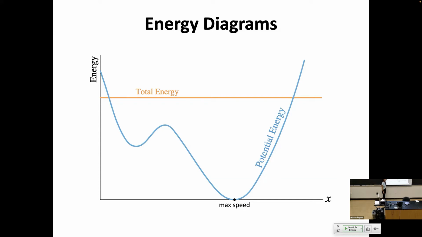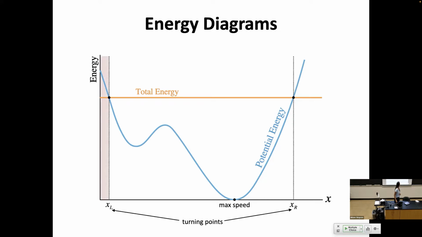Where does this thing turn around? Like, for instance, can your object be up here? No, why not? Yeah, you can't have more energy than your total energy. So everything up here is inaccessible, okay? And we would call these things turning points, okay? What does that look like in real life? This would be the no, you can't go there zone.